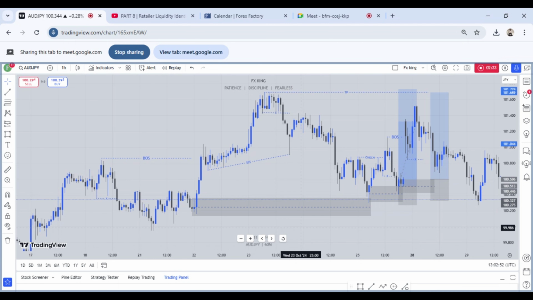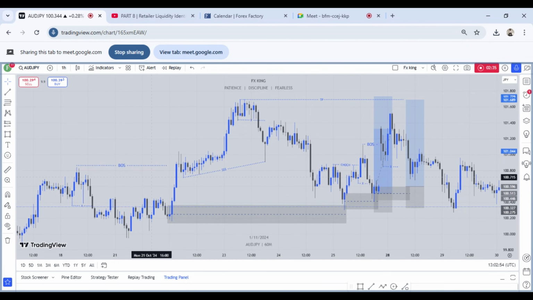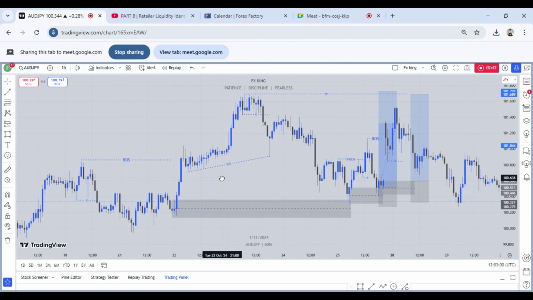Now, looking at this, after this break of structure, where do we start looking for our point of interest? First, we need to mark out our inducement. This was our inducement in this case. Now, this inducement has been taken out. So from here, we can look at our point of interest.